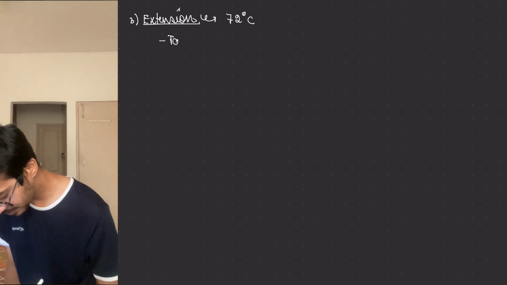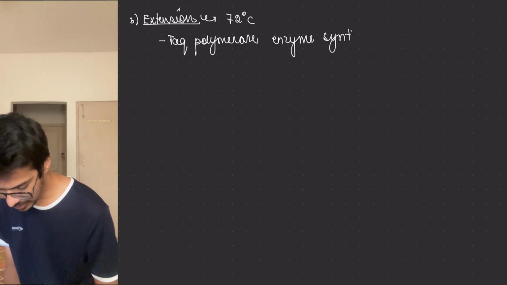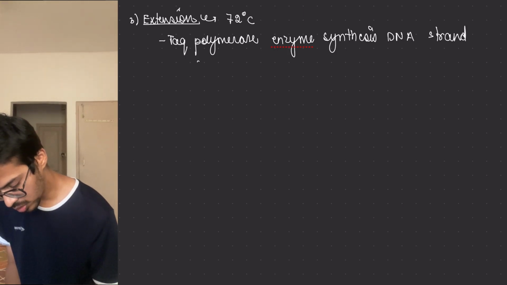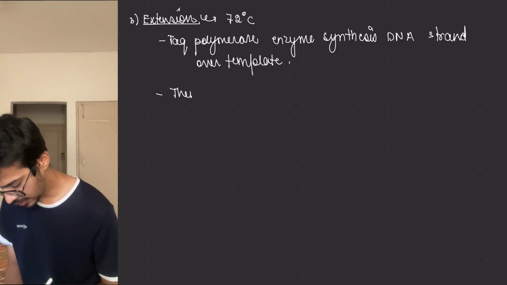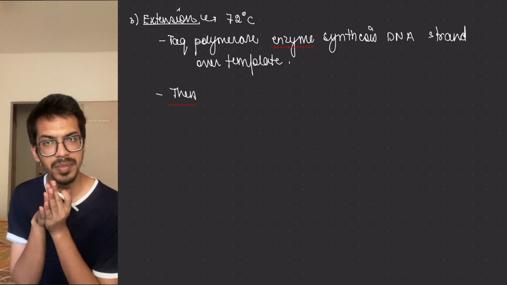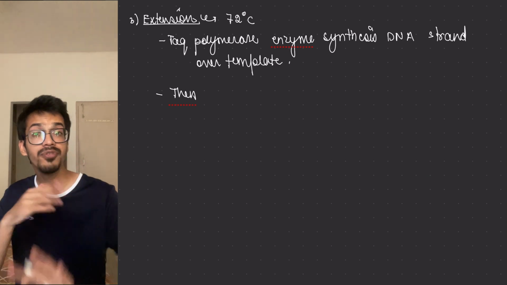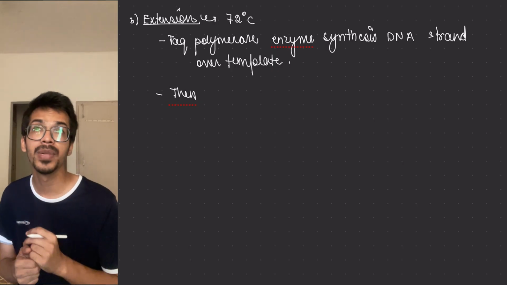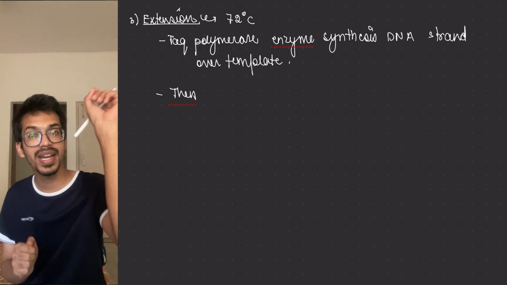Now what will happen? Taq polymerase enzyme synthesizes the DNA strand over the template, then both of them are joined together by complementary base pairing of the hydrogen bonds and form two. From one DNA, two DNA have been formed. If this is the whole cycle which took place, and again it keeps on going, how many cycles will lead to how many of them? We can find it by the formula 2 raised to power n, and n is what?